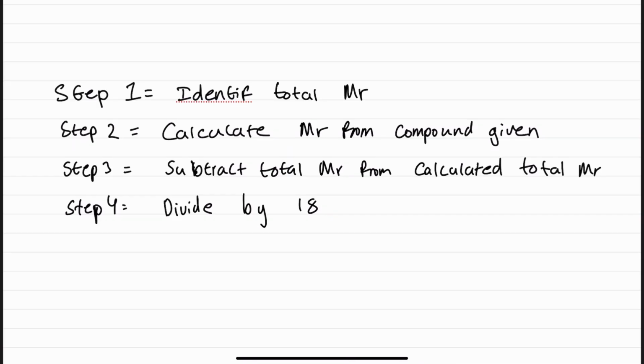So just putting these in terms of steps, it would look like this. Step 1 is identify the total molar mass, total formula mass, which was given to us in that question. Step 2 is calculate the formula mass from the compound that we were given, which would be the formula mass with the X taken out. Step 3 would be subtract the total formula mass that was given to us in the question from the calculated total formula mass, which we worked out. And then step 4 would be to divide by 18. You can just remember it as dividing by 18 because these questions are always water of crystallization questions, and water is always going to have a formula mass of 18.